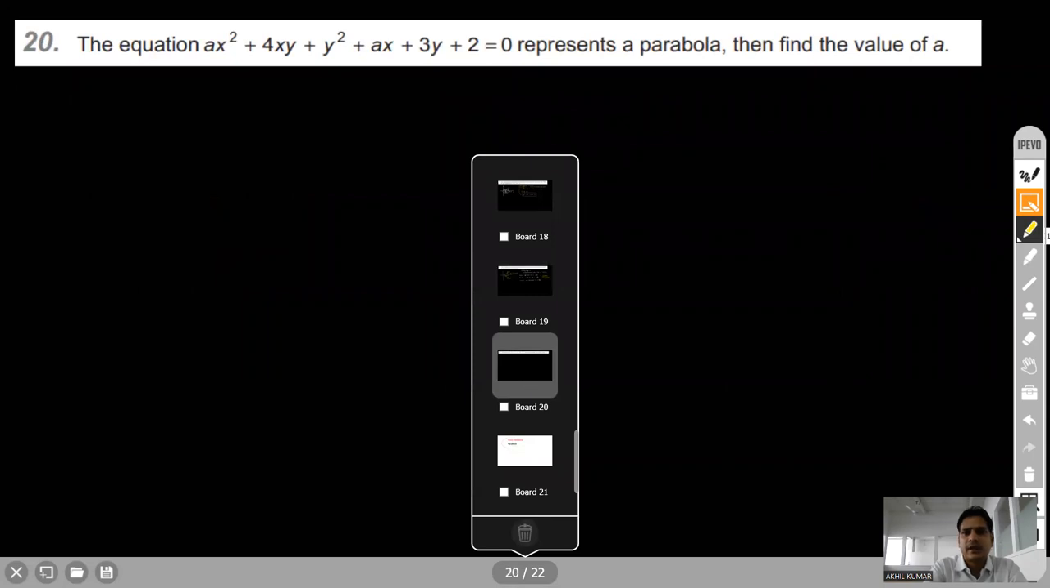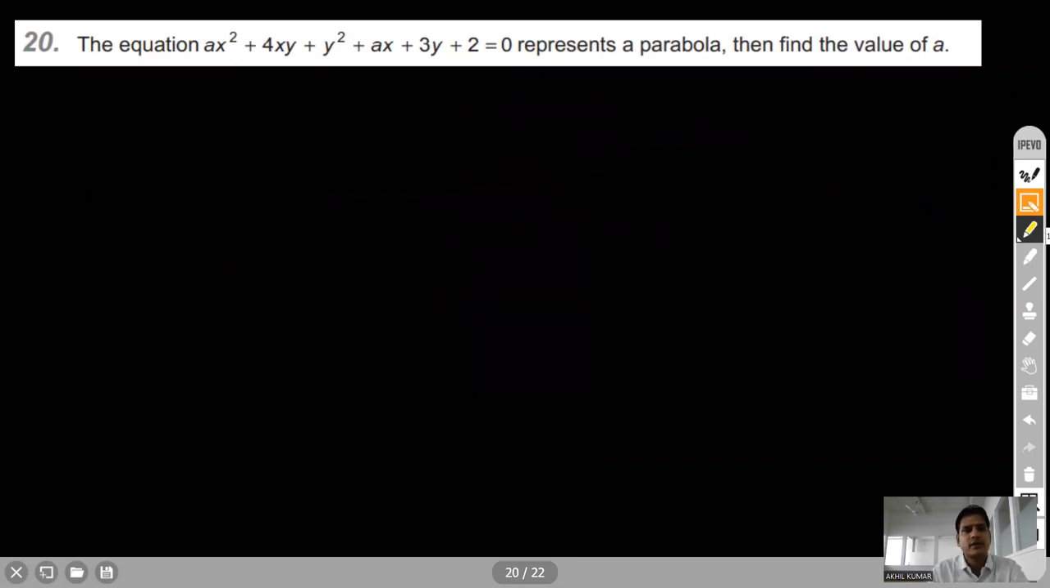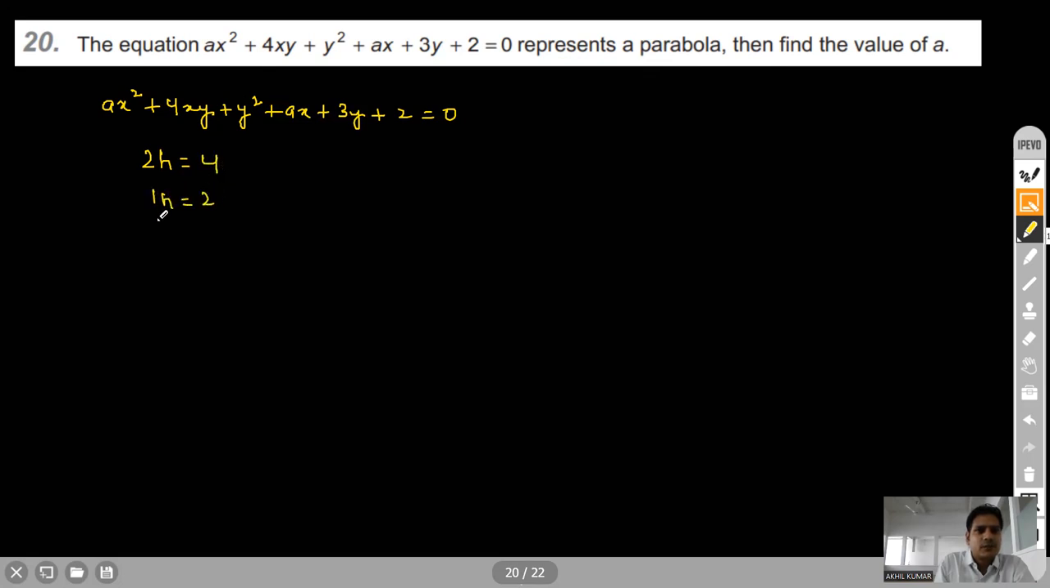This is our last question, question number 20 of the first exercise. The equation ax square plus 4xy plus y square plus ax plus 3y plus 2 is equal to 0 represents a parabola. The question itself says that this equation is representing a parabola, and we have to find the value of a. Here 2h is equal to 4, so h is equal to 2.